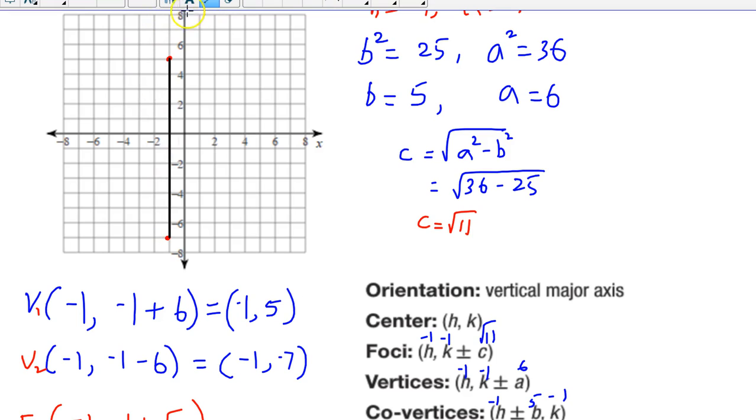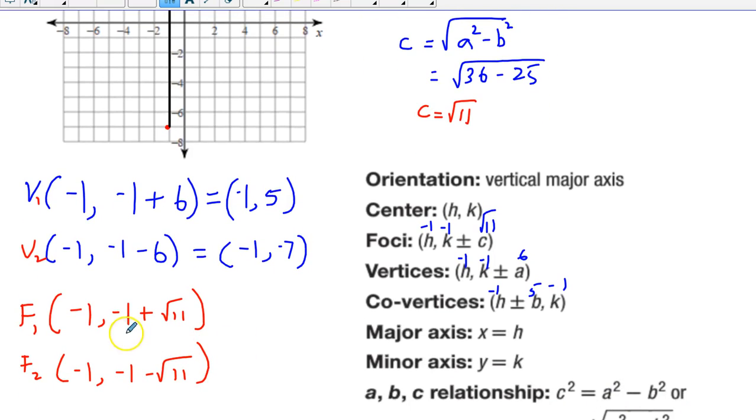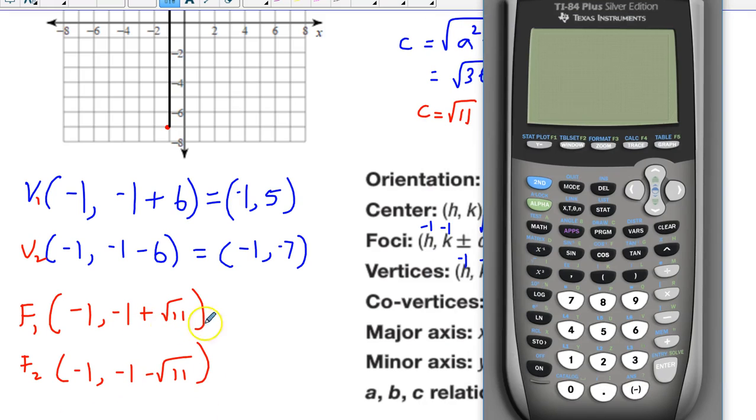Then find the foci. The first focus is (-1, -1 plus root 11). So this is -1 plus the square root of 11. That's how much? 2.3166. So you can take this as 2.3.